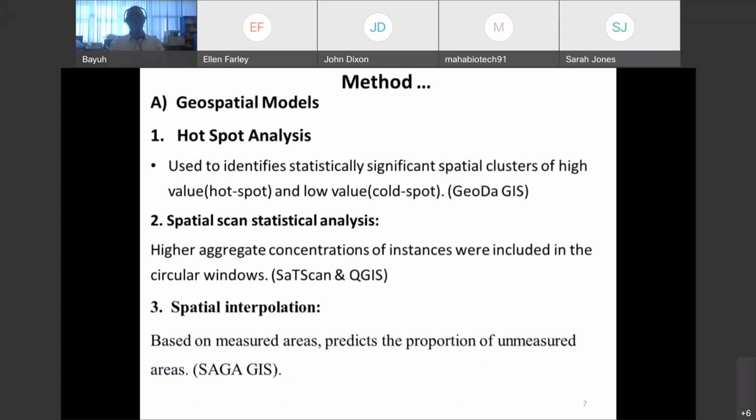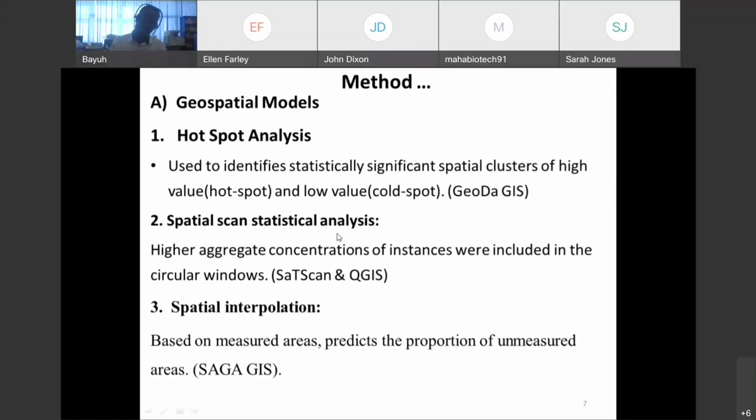For this analysis, I used two different models. The first one is the geospatial model and the second is the factor analysis model. In the geospatial models, there are three sub-models. The first one is hotspot analysis. Hotspot analysis is used to identify statistically significant spatial clustering of high values, or hotspots, and low values, or cold spots. For this analysis, I used GeoDa GIS. For this analysis, I used polygon-based, region or province-based prevalence. This analysis compares each region to its surrounding regions. When the prevalence is high, it is a hotspot, and when the prevalence is low, it is a cold spot.